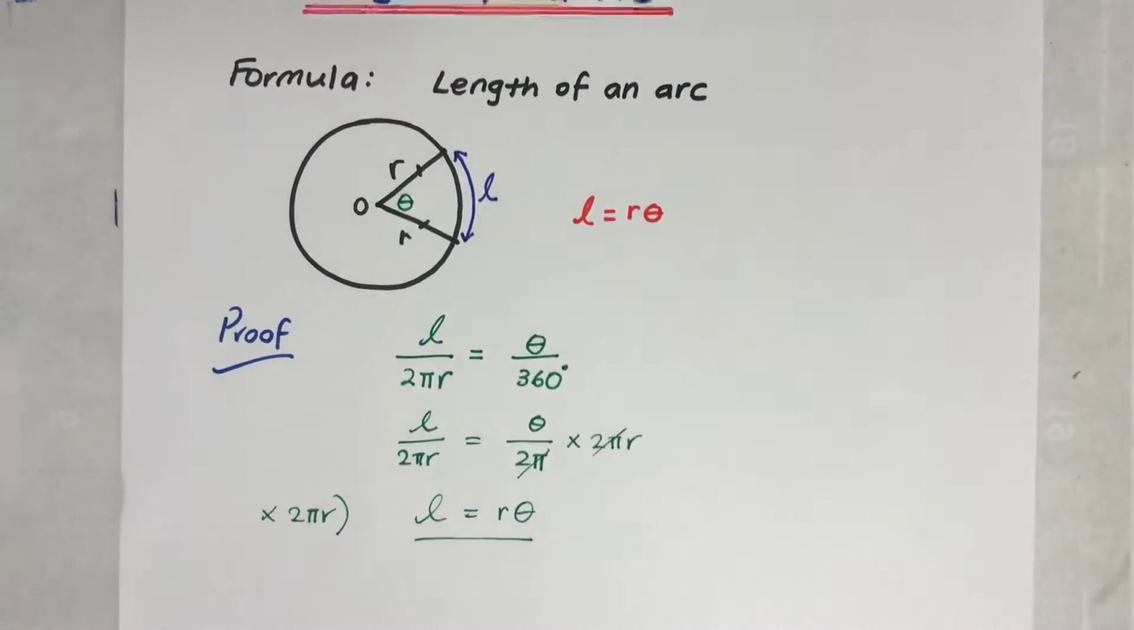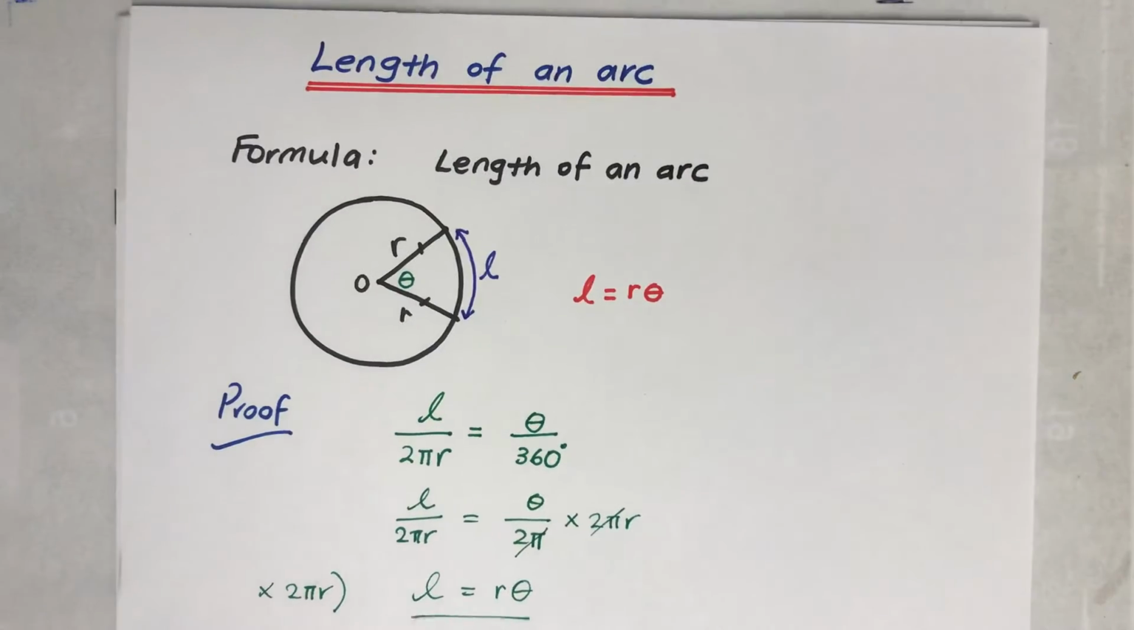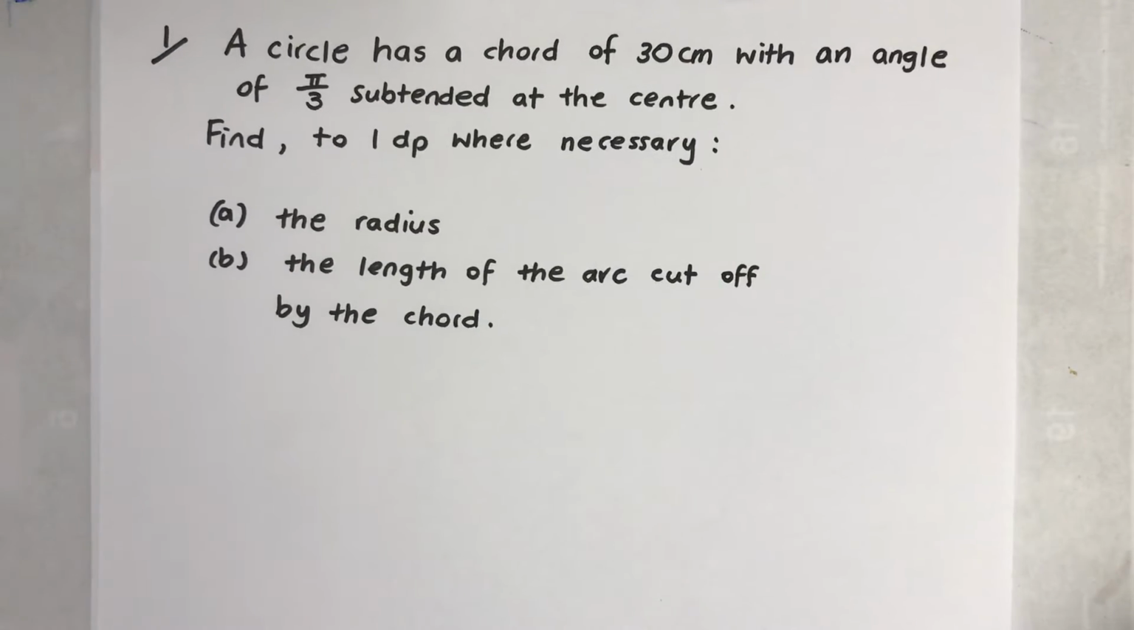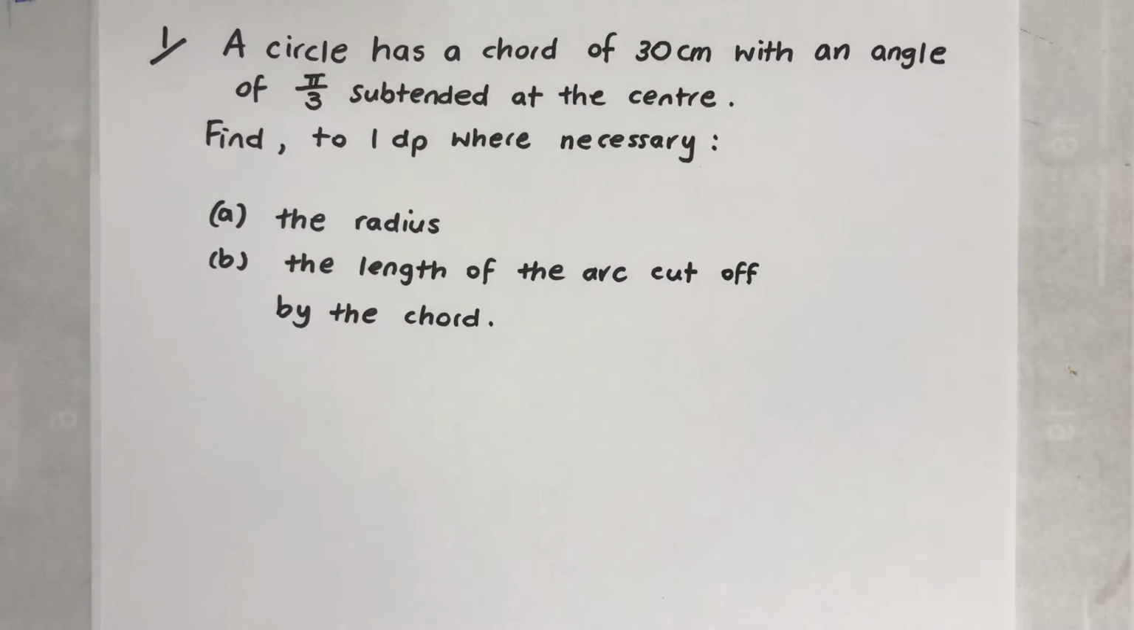Okay, so let's start the question. Question 1. We've got to do two things here. A circle has a chord of 30 centimeters with an angle of pi over 3 subtended at the center. Find to one decimal place where it's necessary. First one, we have to find the radius. Part B, we have to find the length of the arc.